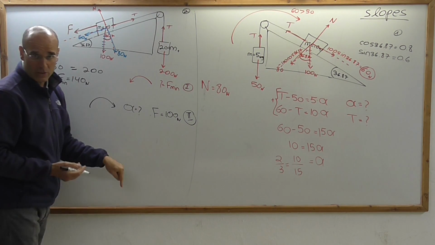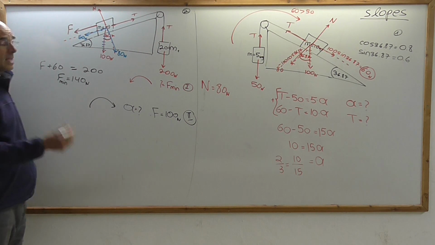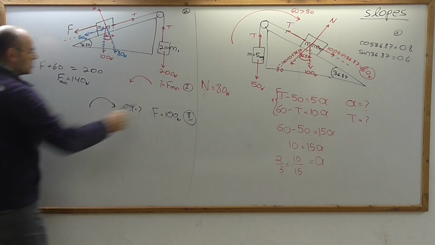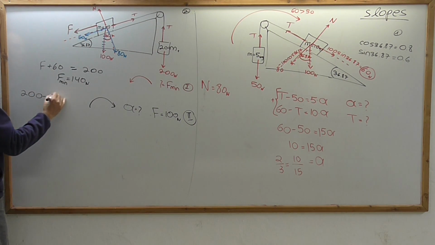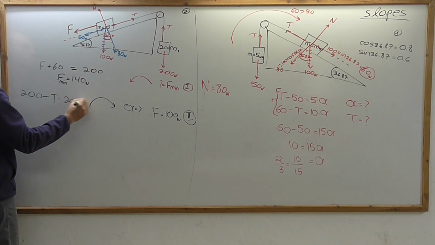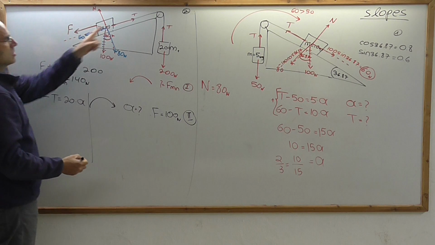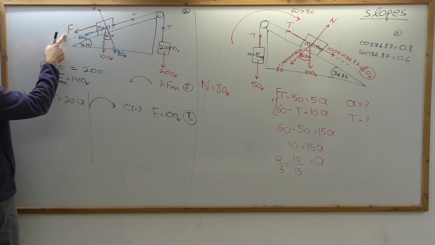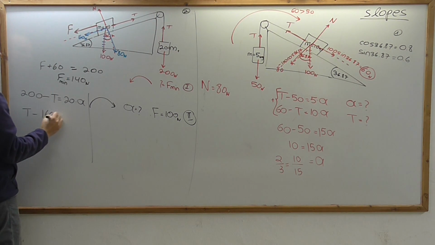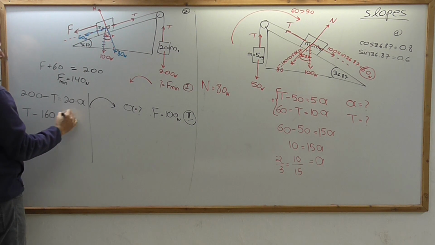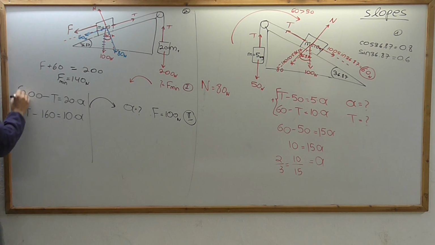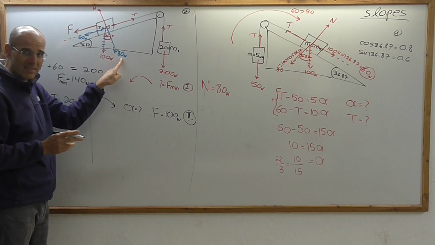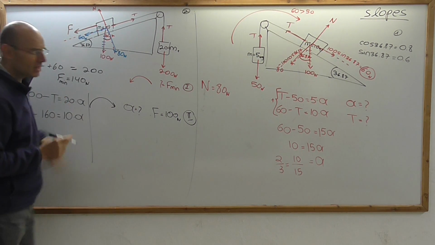So if we know that it will accelerate this way, let's find the acceleration according to the second law of Newton. Let's start with this one. It goes downwards. So 200 minus T equals the mass multiplied by A. And let's go to this one. T minus F, which is 100, minus 60, which is 160, equals the mass, which is 10, multiplied by A. If I want to say something about the normal, again, the normal will be equal to 80 newtons. But here it doesn't matter.